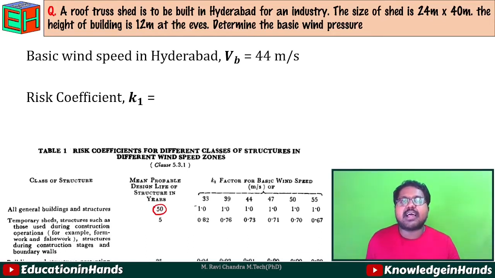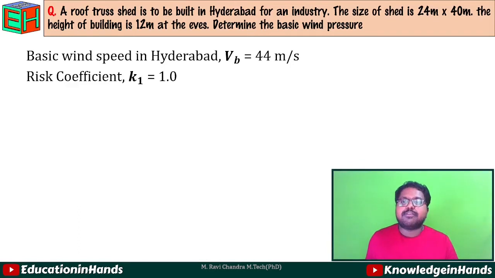different classes of buildings. So first I am taking all general buildings and structures, and design wind speed equal to 44, which for Hyderabad we have taken as 44 meters per second, and then we are going to calculate the value of K1. So for all general buildings and structures, for basic wind speed 44, the value of K1 equal to 1. So we will take the value of 1. This is the value for K1 as per table 1 of IS 875.